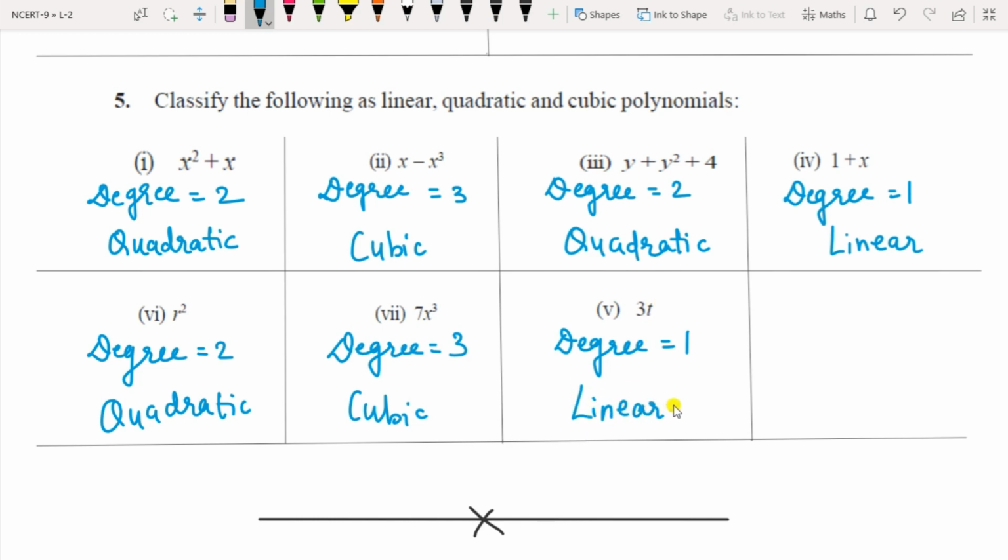Just now before starting the exercise, we have seen all this description. So please go again through that description. Then only you are going to understand the whole exercise.